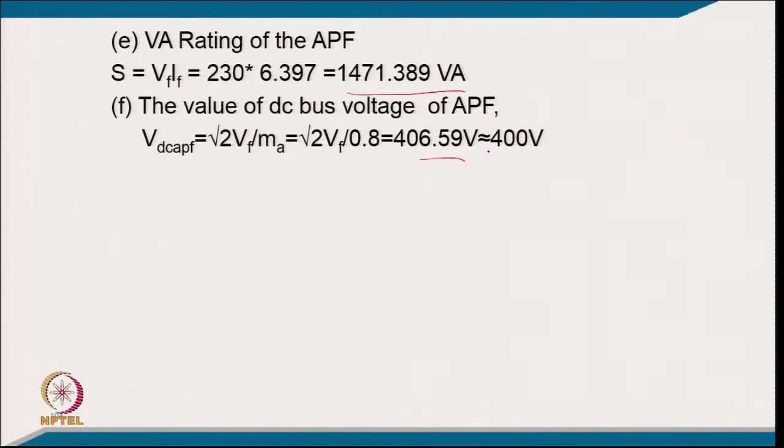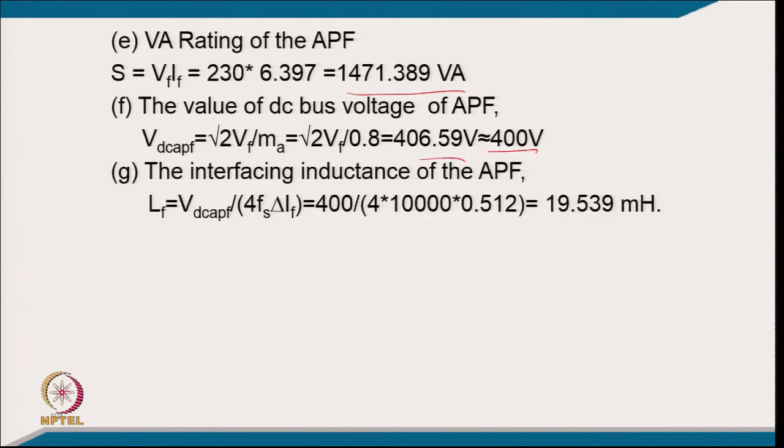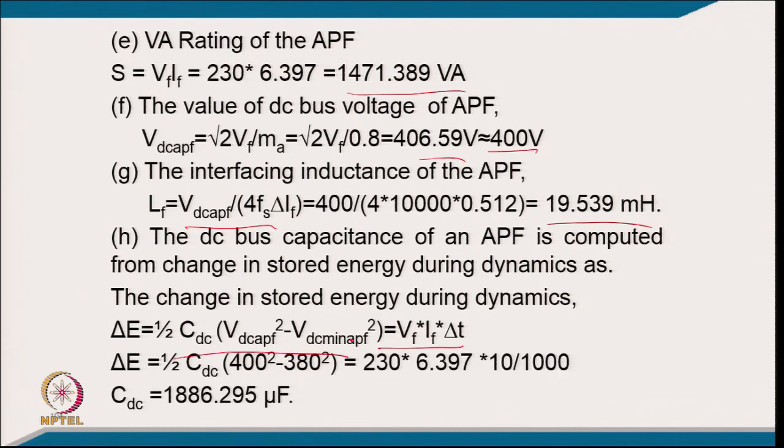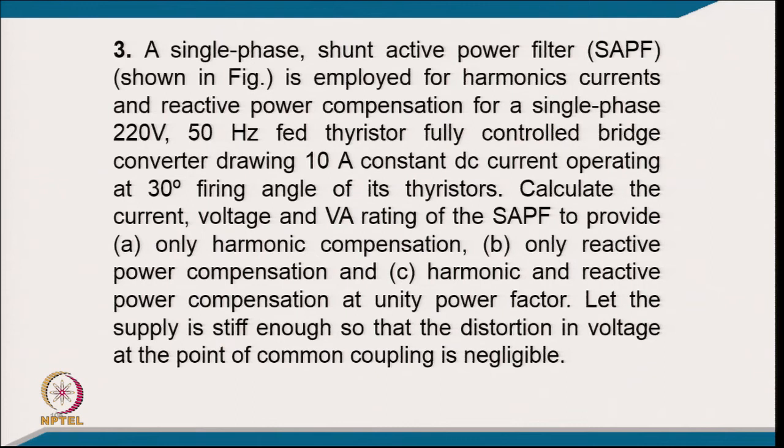like 406, so we can take 400 typically, considering the modulation index 0.8. The interfacing inductance of the shunt active filter, from this relation corresponding to ripple current, comes 19.539, and the DC bus capacitance for the active power filter is computed from the change in stored energy during dynamics. That stored energy for a single phase is VF I delta T. With this, taking the minimum voltage of 380 and nominal voltage 400 from the filter side, it comes 1886.295 microfarad.